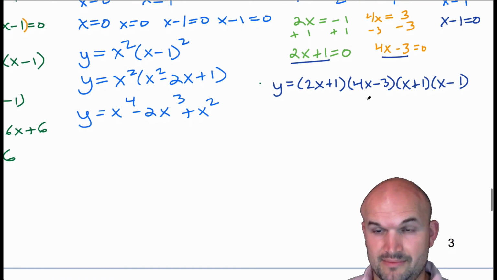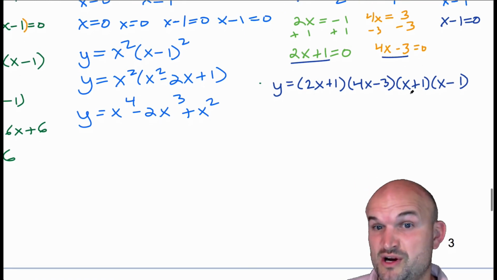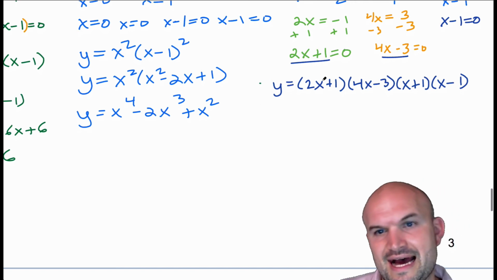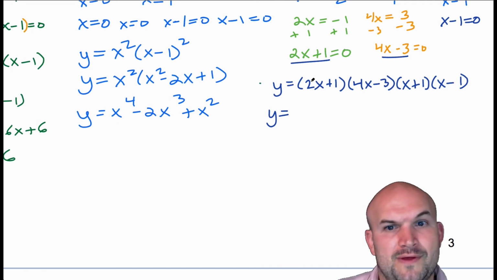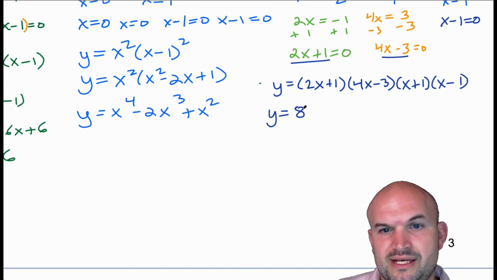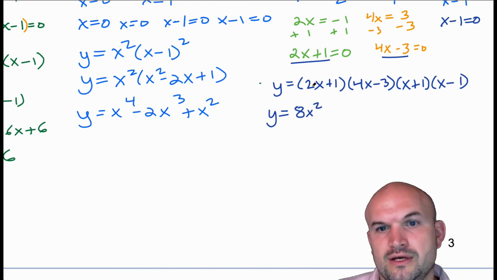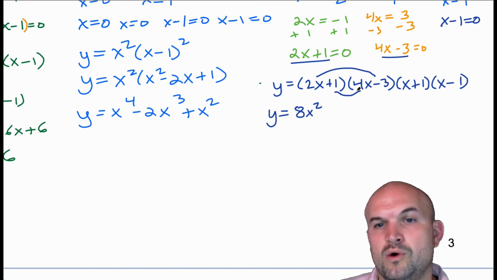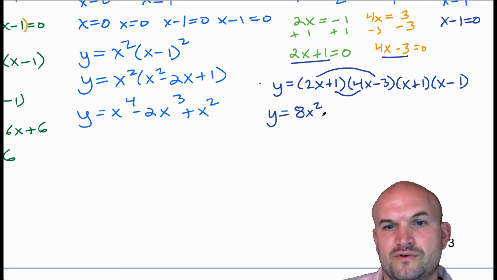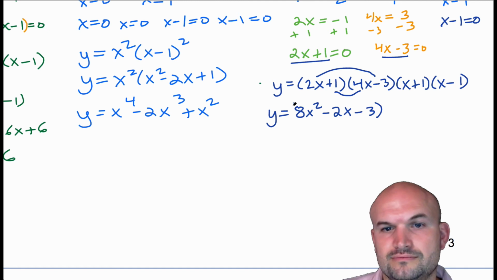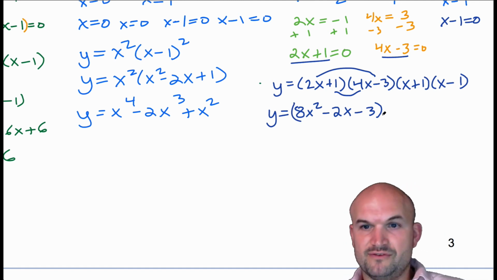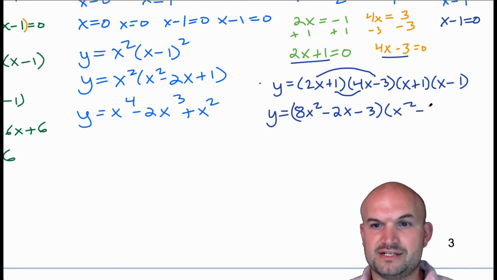Okay. Now this one's pretty nice because we can apply the difference of two squares here rather quickly. This one's not as nice. I mean, we can just use FOIL. It's not the end of the world. I'm going to do FOIL, kind of in my head though. So 2x times 4x is going to be 8x squared. 2x times negative 3 is a negative 6x. 1 times 4x is a positive 4x, so therefore that's going to give me a negative 2x. 1 times negative 3 is a negative 3. Again, these are conjugate pairs, so therefore that's going to give me x squared minus 1.